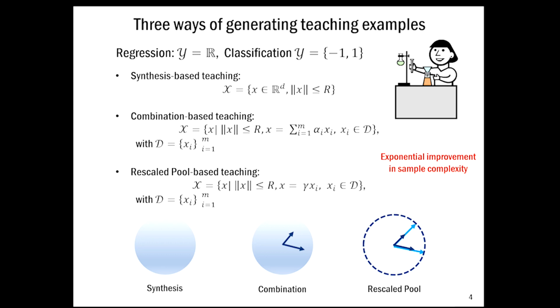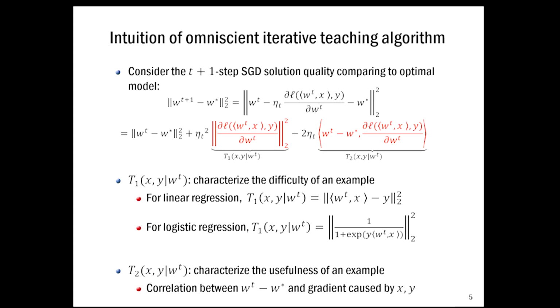Okay, so in some sense, you want to determine the sequence of dependent examples to provide to the student, such that the student's model W_t can converge to the teacher model W star as fast as possible. You can show that you can converge very fast. So the intuition is actually very simple.